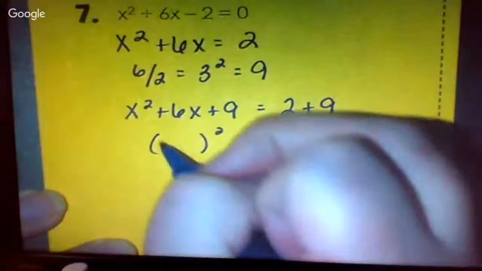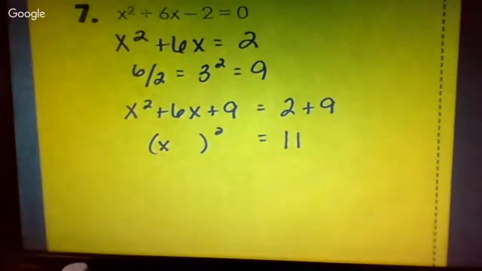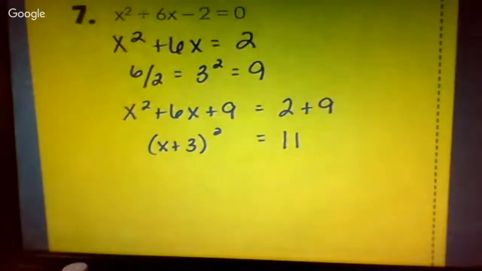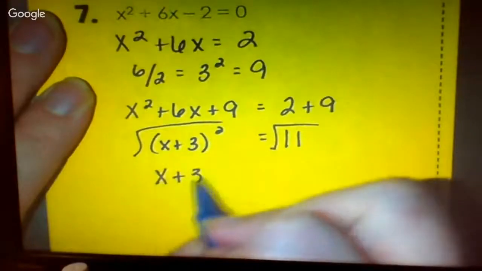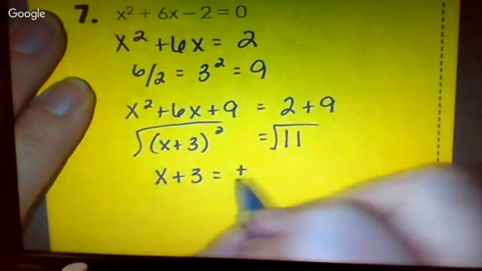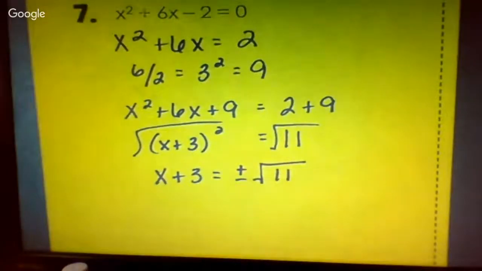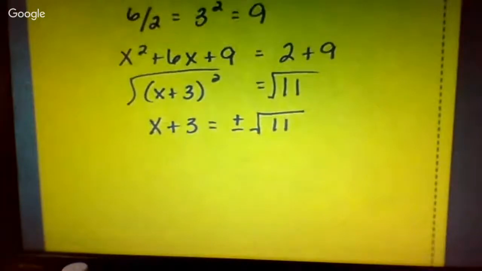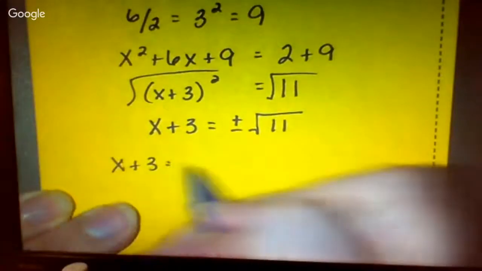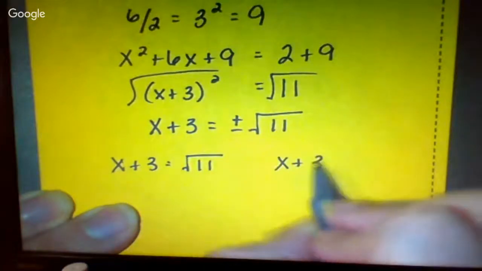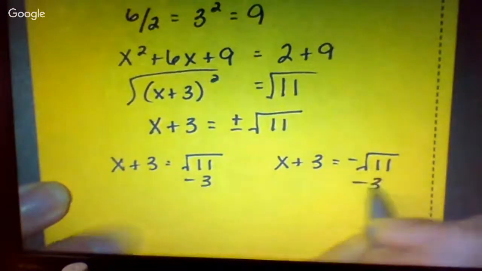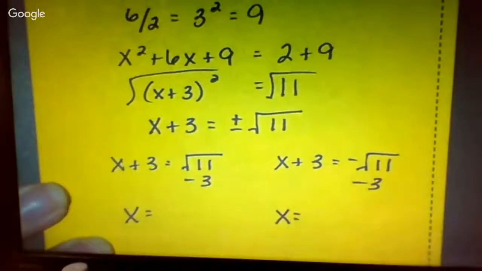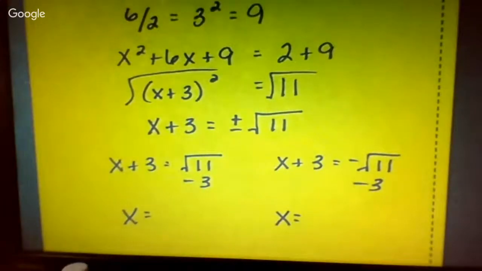On the other side, we get x. What sign am I using? A positive. And yes, we are using the 3, half of your b term. Take your square root of both sides. You get x plus 3 equals. The square root of 11 is not a perfect square, so I'm going to leave it alone until the end. So now we get x plus 3 equals positive square root of 11, and x plus 3 equals negative square root of 11. When I move my 3, I must subtract. Again, please do not forget to hit the square root of 11 equals before you subtract 3.